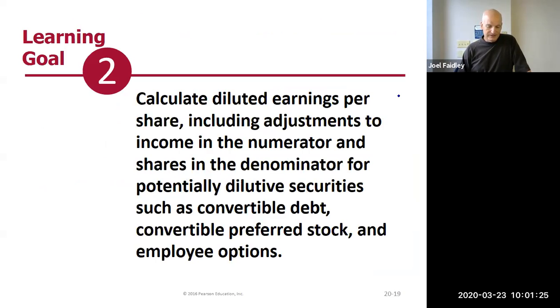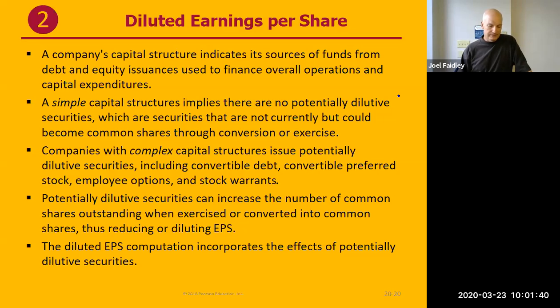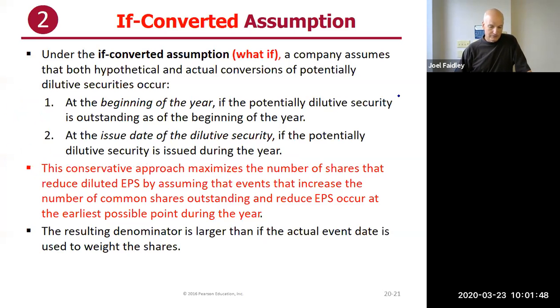So now we're going to jump into diluted earnings per share. We always start with basic earnings per share, and basic earnings per share is a simple capital structure. Diluted earnings per share is for a complex capital structure. And there it says what simple is and what complex is. You can read that on your own.